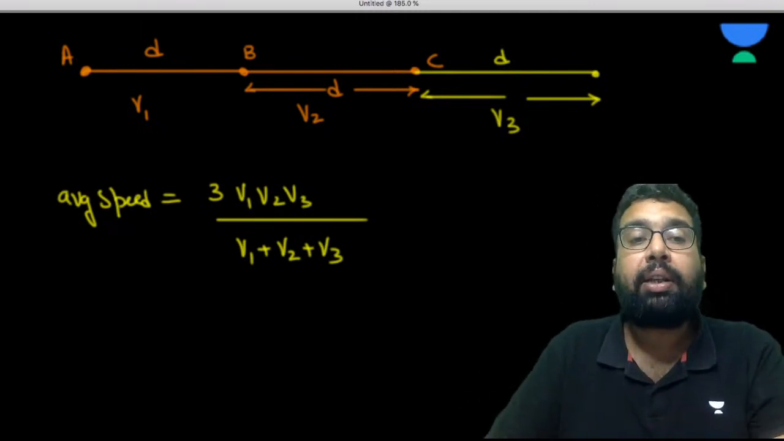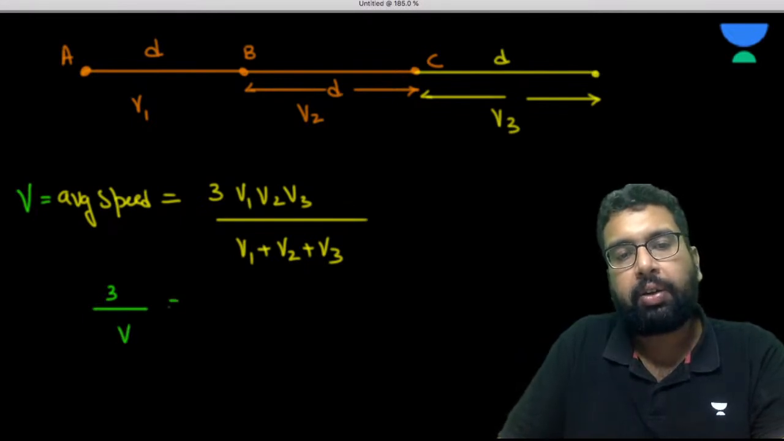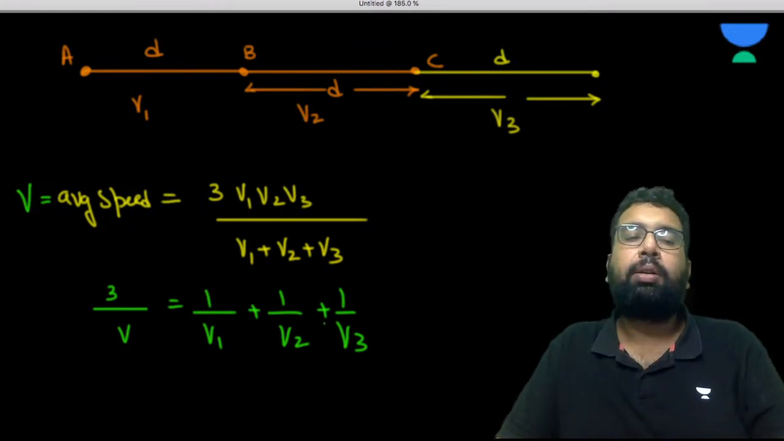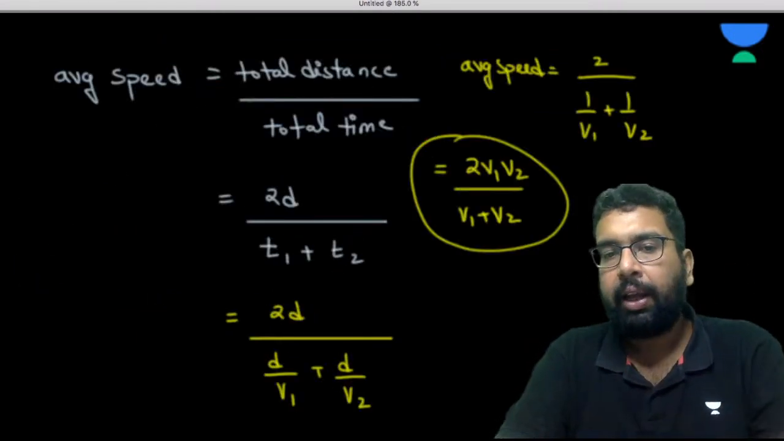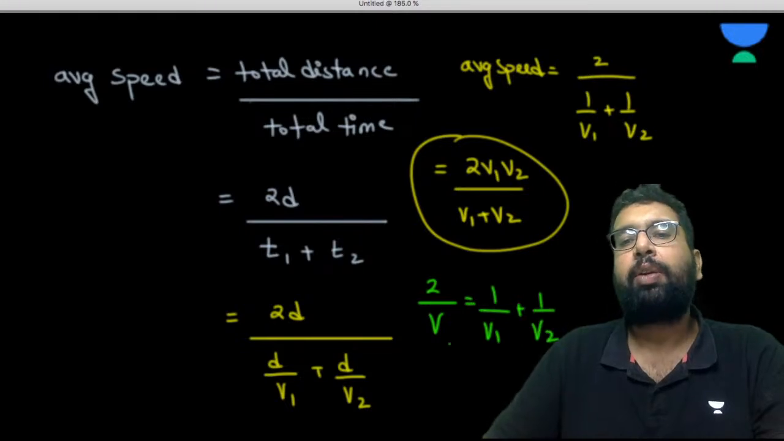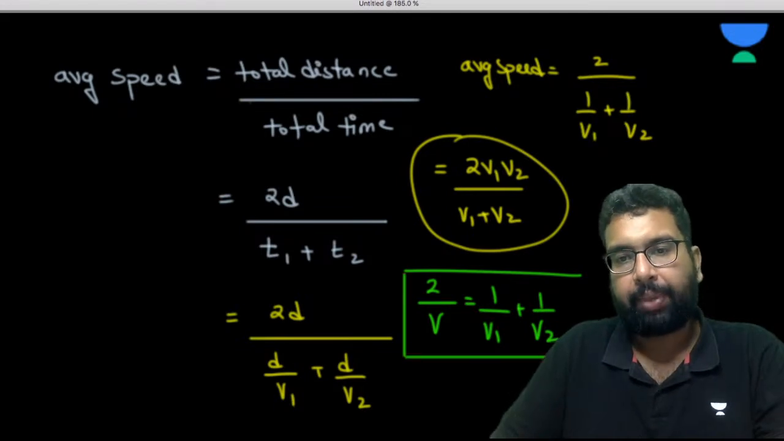At times in the examination, you will see it like this also. If I call the average speed v, you can do it like this: 3 upon v is equal to 1 upon v1 plus 1 upon v2 plus 1 upon v3. Either you can go by the concept the way we have learned, or you can do it like this also. In this case also you can write 2 upon v is equal to 1 upon v1 plus 1 upon v2. So v is going to be your average speed. Is that clear? So we have made this a standard case.